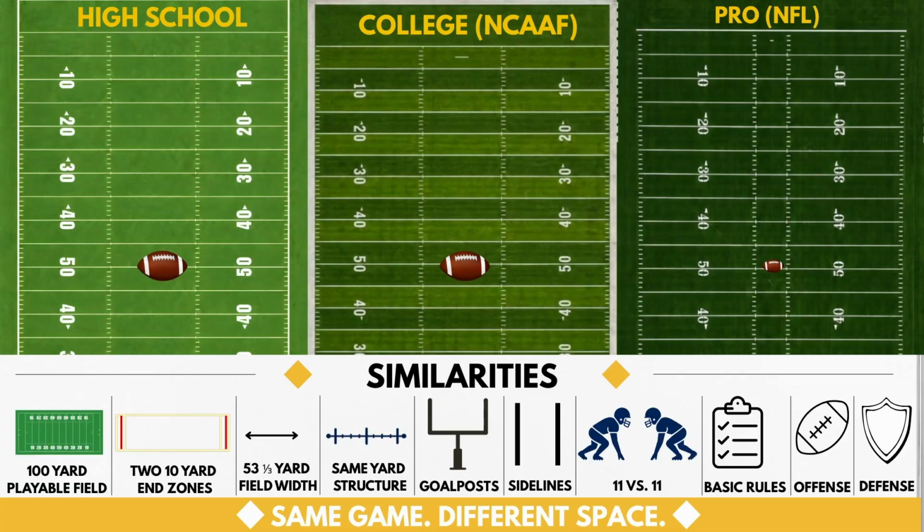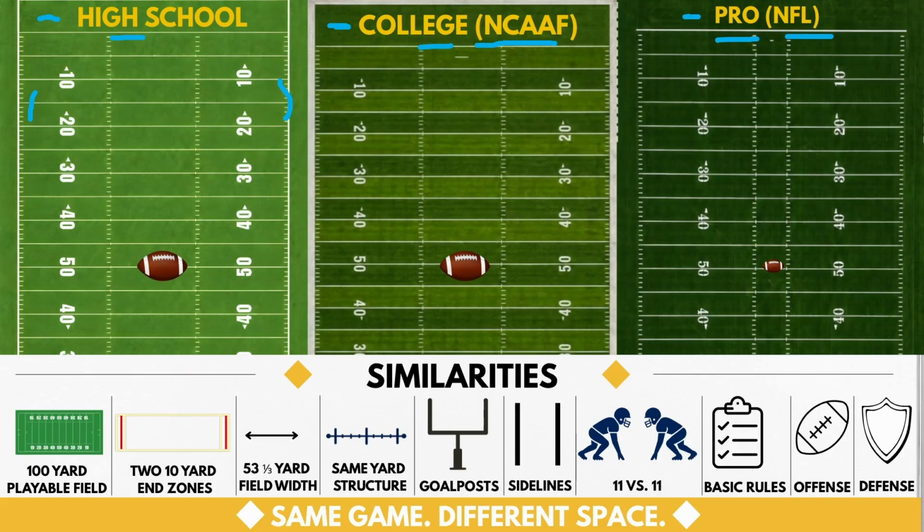Okay, so high school, college, or NCAA, National Collegiate Athletic Association, F for football, and Pro NFL, National Football League. So similarities: 100-yard fields, playable fields, those directions, 2 end zones that are 10 yards. So field is 120 yards. The playable field is 100 yards.